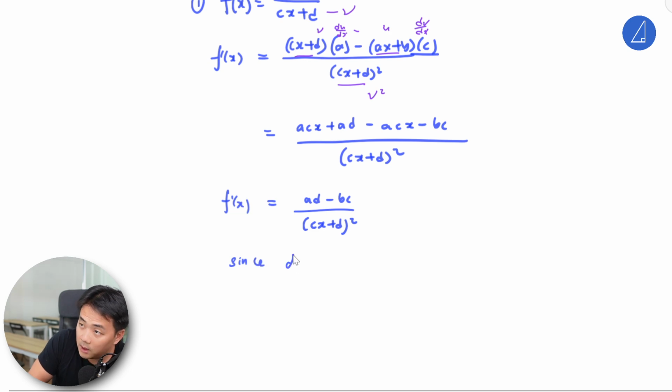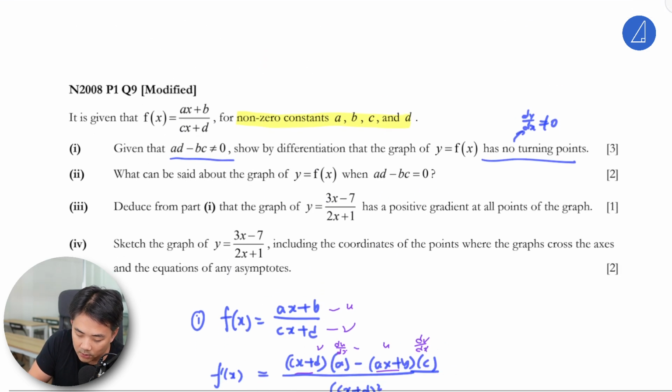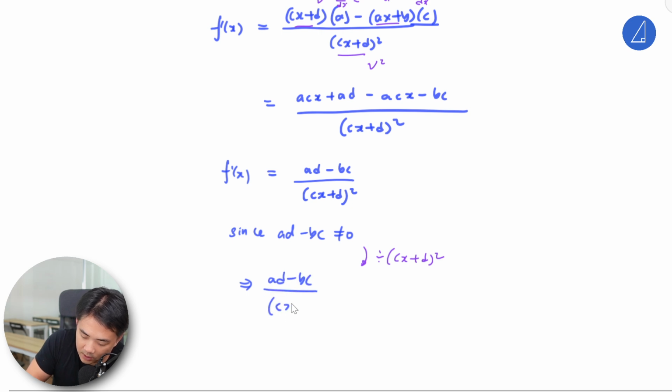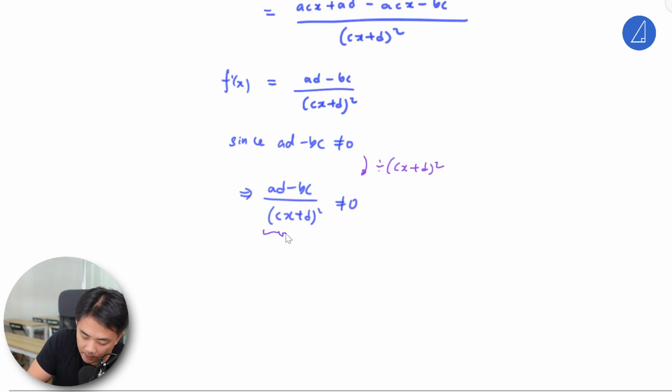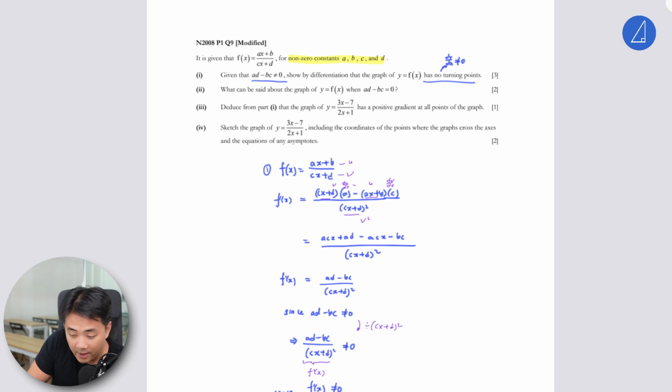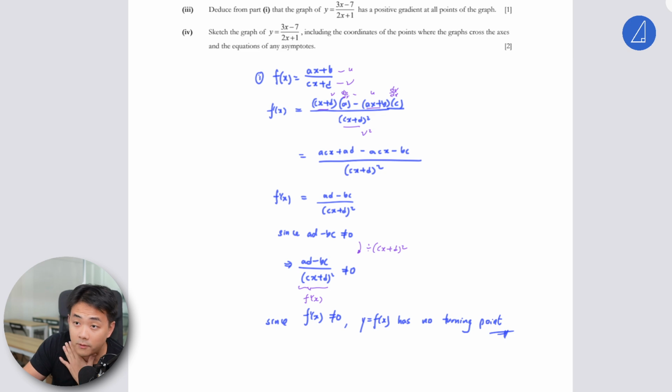since ad - bc, which is given to us, is not equal to 0, in other words, if I divide both sides by (cx + d) squared, this will be (ad - bc) over (cx + d) squared, which cannot be equal to 0 as well. Then we know that this is our f'(x), so f'(x) is not equal to 0. Since f'(x) is not equal to 0, hence f(x) has no turning point. That's that. I think the first part is quite okay.